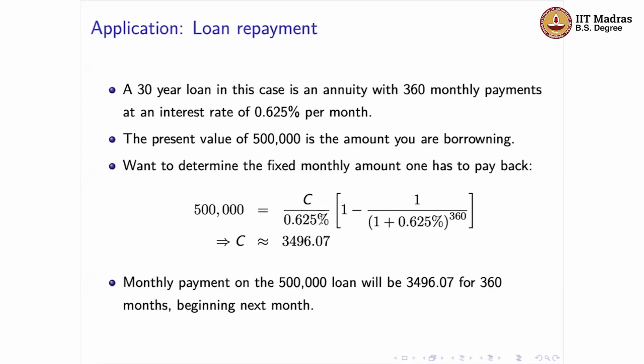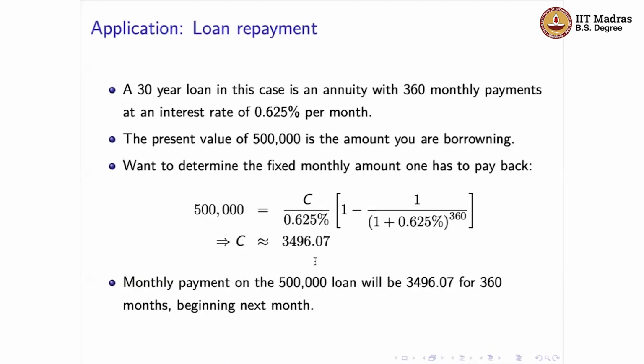So C by R, remember that was the formula, 1 minus 1 by (1 plus R) to the power T, right? Where T is the total number of periods you're paying back, and that is 360 here, right? So if you plug it in and solve for C, you will end up getting that C is approximately equal to 3,496.07.